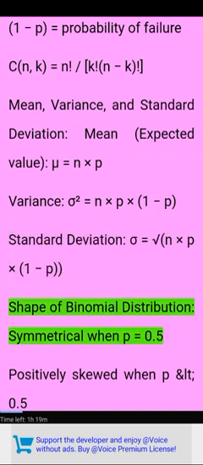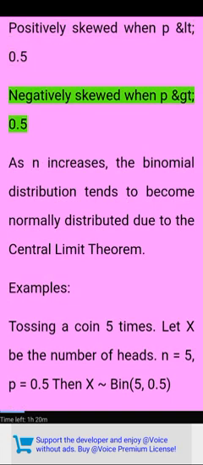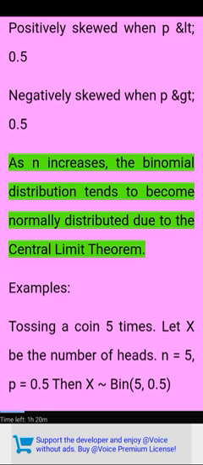Shape of the binomial distribution: symmetrical when p equals 0.5, positively skewed when p is less than 0.5, and negatively skewed when p is greater than 0.5. As n increases, the binomial distribution tends to become normally distributed due to the central limit theorem.